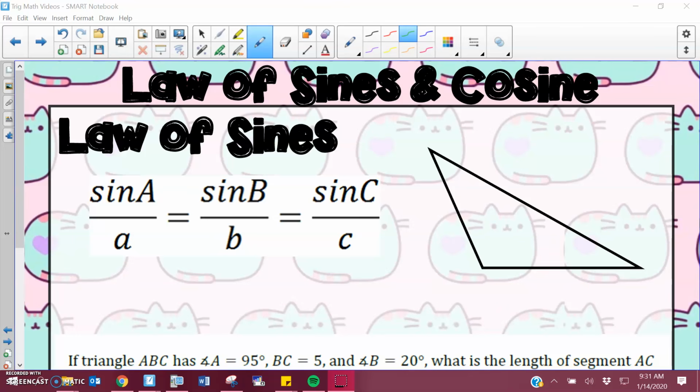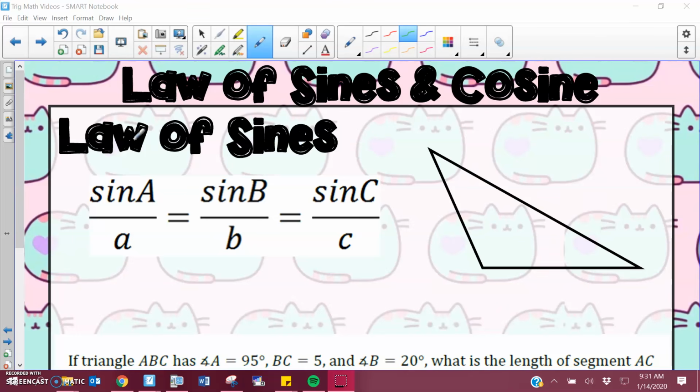Alright guys, this video is going to cover what we call oblique triangles, which means that there's not a right angle in the triangle. So normally you can use SOHCAHTOA, you can use the regular area formula to find the area of a triangle. However, because these don't have right angles in them, we have a couple of new formulas that we can use in order to find missing sides or angles.